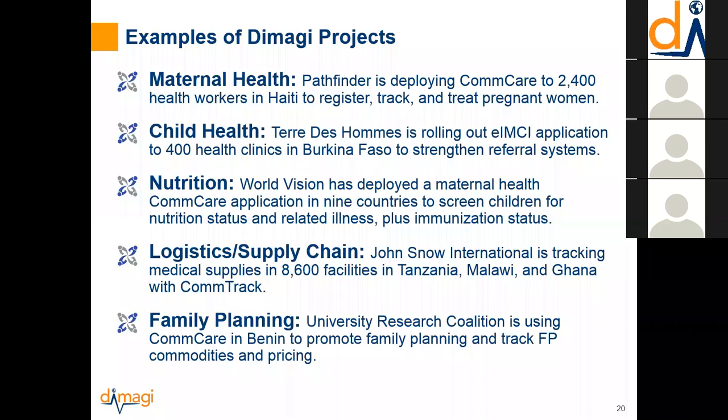so supply chain and logistics for things like management of drug supplies. John Snow International is tracking medical supplies in 8,600 facilities in Tanzania, Malawi, and Ghana with ComTrack, or ComCare for Logistics. So these are pretty large, if not close to national scale projects, so multiple districts. And then for family planning, the University Research Coalition is using ComCare in Benin to promote family planning and track family planning commodities and pricing. So this is a quite large project as well. And we have many, many more projects like this.